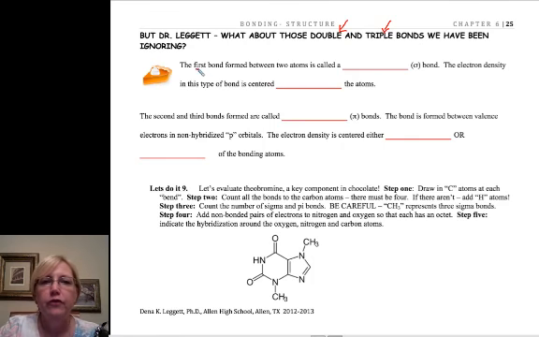The first bond formed between two atoms is called a sigma bond. And in a sigma bond, the electron density is centered between the two atoms. Now, the second and third bonds formed are called pi bonds. A pi bond is formed when we have extra p electrons.